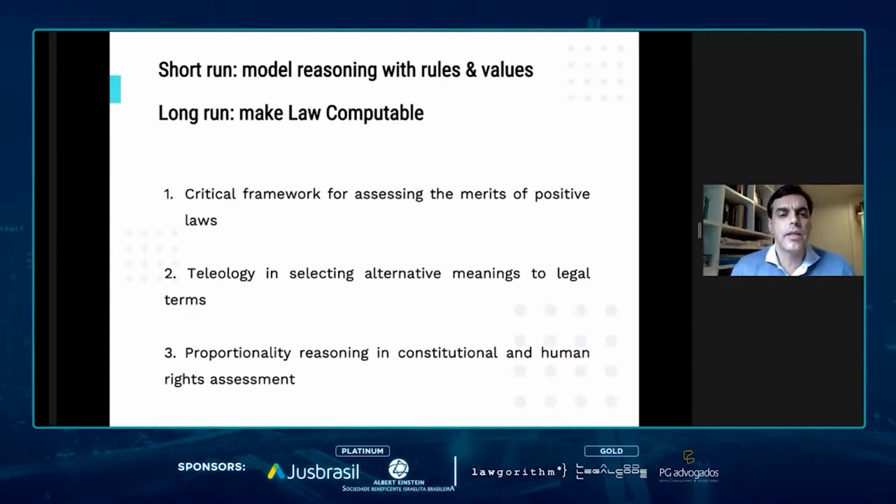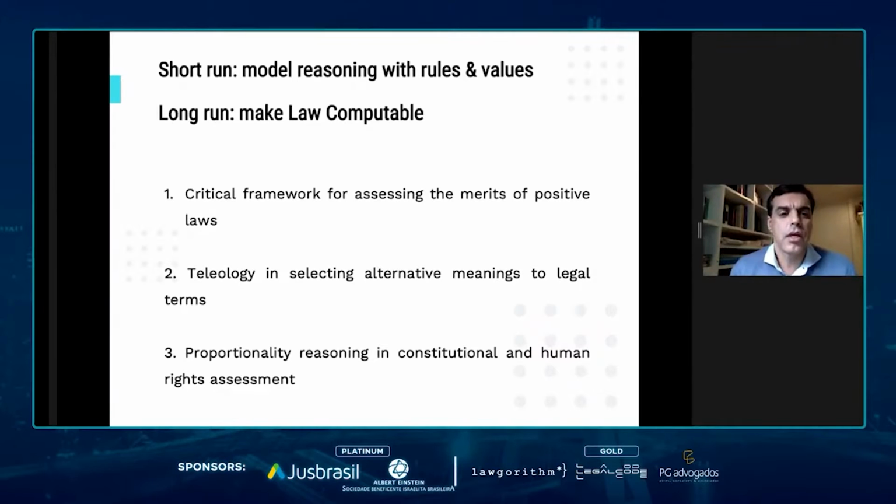The first one is that values are a critical framework for assessing the merits of positive laws. That is, values are used as an assessment to the extent to which the rules meet some standards of justice and fairness, and therefore this may affect the validity of rules. There are different legal theories to approach the particular relation between law and morality with respect to the validity of rules.